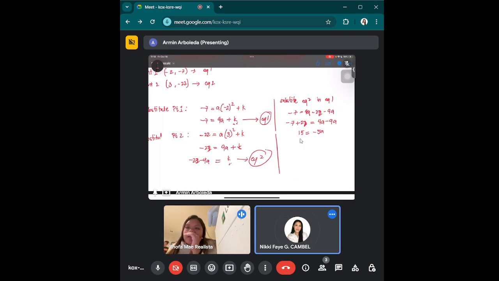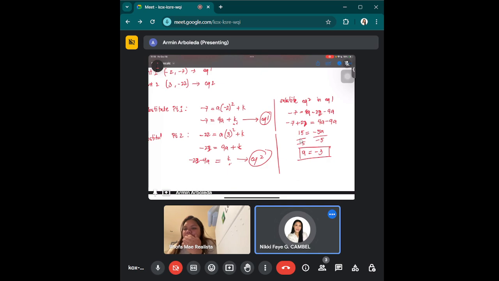Okay. Then divide both sides by negative 5a. We're going to have the a, which is what? a is negative 3. So you already have your a.